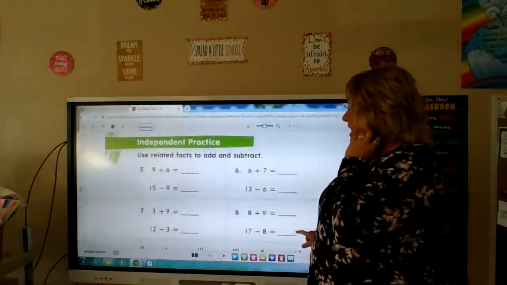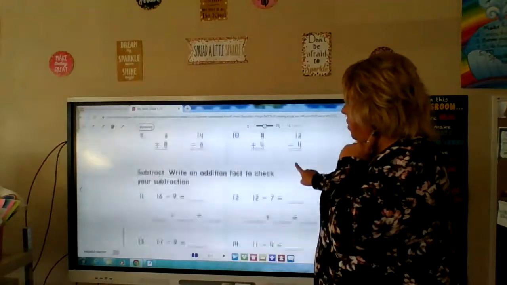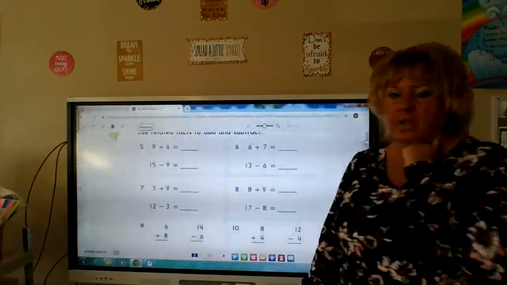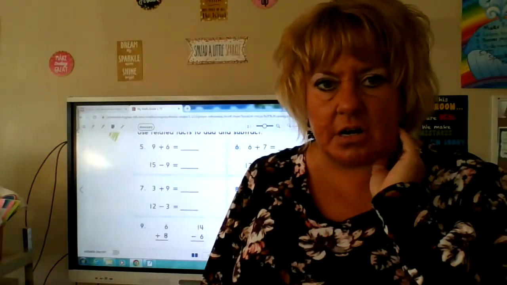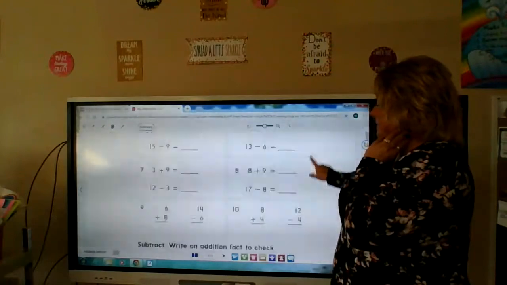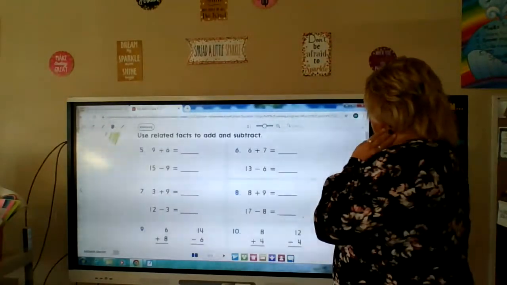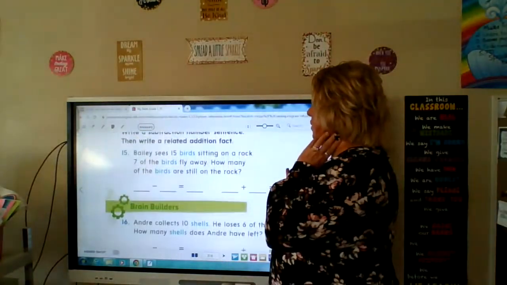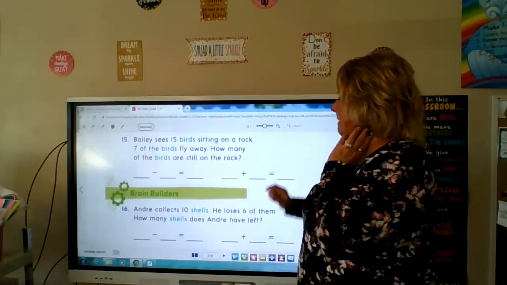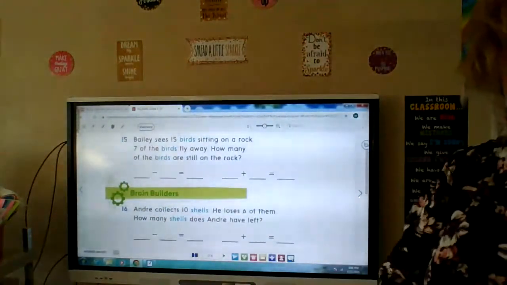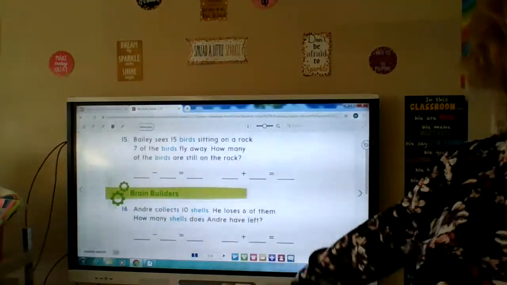Okay, on the next page, you're going to do this whole page by yourself and upload it and send it to your teacher. So pause me and finish it, and then when you come back, we're ready for the problem solving.